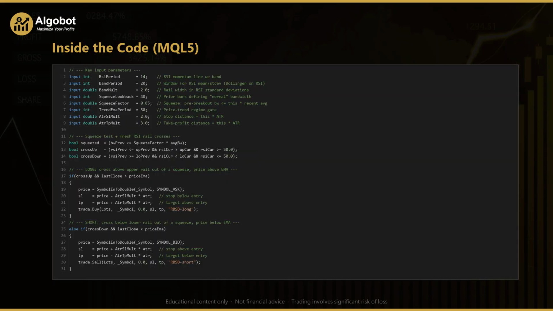Let's read the code the way you'd see it in MetaEditor. At the top are the inputs. RSI period is the momentum line we band.